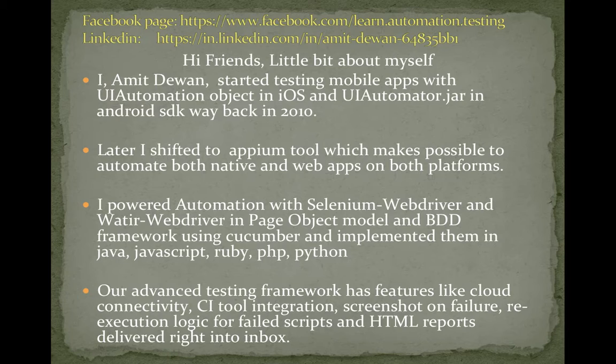I, Amit Diwan, started testing mobile apps with the UI Automator object in iOS and UI Automator.jar in the Android SDK way back in 2010. Later, I shifted to the Appium tool, which makes it possible to automate both native and web apps on both platforms. I powered automation with Selenium WebDriver and Watir WebDriver in Page Object Model and a BDD framework using Cucumber, and implemented them in Java, JavaScript, Ruby, PHP, and Python.